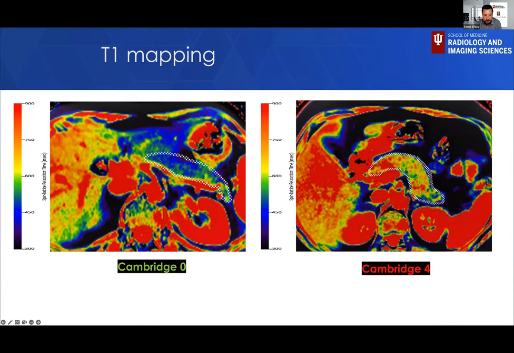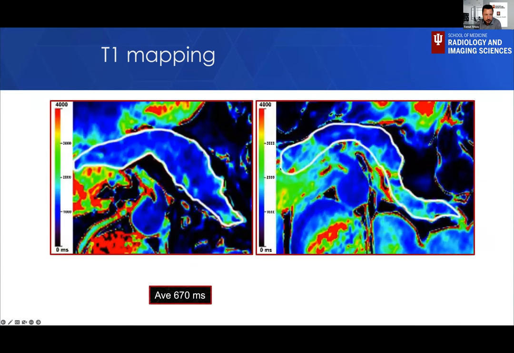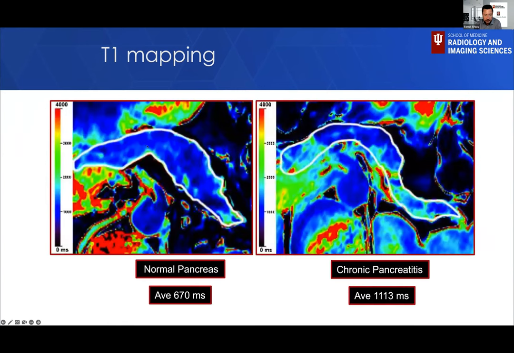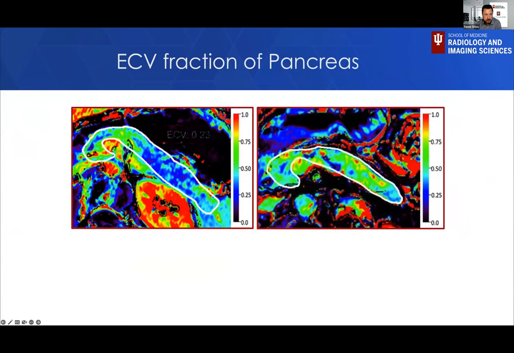The one on the left is a Cambridge 0, no chronic pancreatitis patient. The one on the right is a Cambridge 4, severe chronic pancreatitis patient, showing abnormal T1 relaxation times within the tissue. So again, T1 normal and mild severe chronic pancreatitis patient.